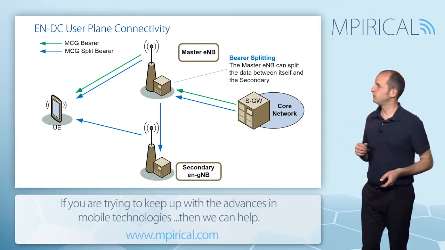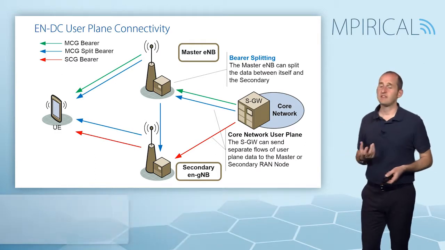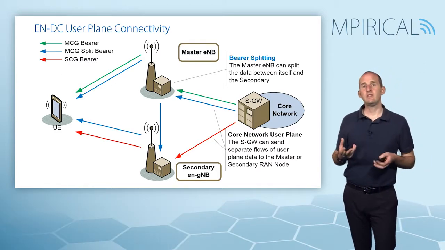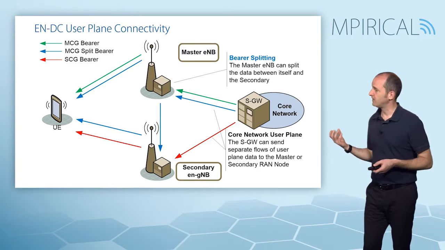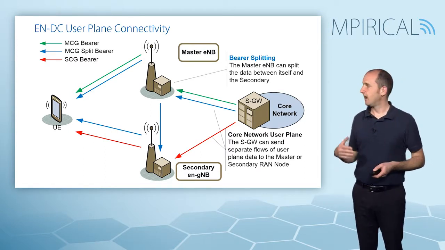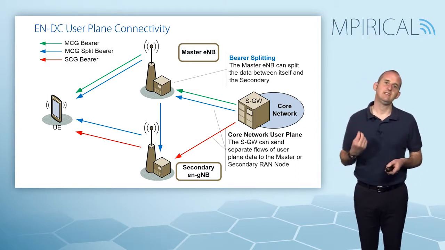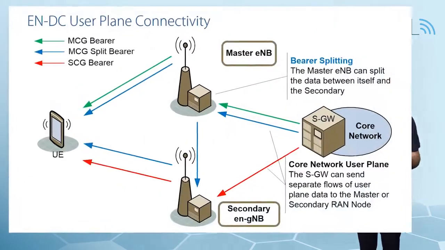The other alternatives we have though with ENDC ERAB configuration, we can see an SCG bearer. And this is where the ERAB is actually flowing from the serving gateway down to the secondary EN-gNB directly, and from there straight down to the device. So the device is getting 5G data rates by using this configuration.